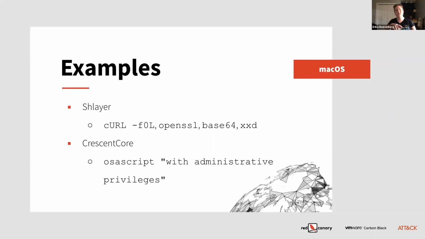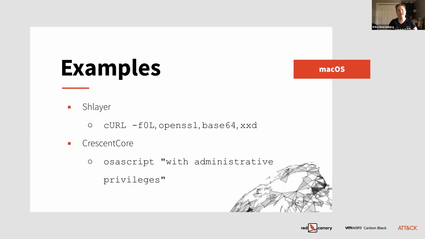But curl also, in conjunction with OpenSSL, so Shlayer would download something and then decrypt, decode, and do some other manipulation to a final script. It's a series of scripts that finally downloads the last payload, which is the malicious final payload. So looking at some of these, the chain of these behaviors is actually going to be a high fidelity indicator for something like Shlayer. And then Crescent Core is one that was recent, a few months ago, using osascript.